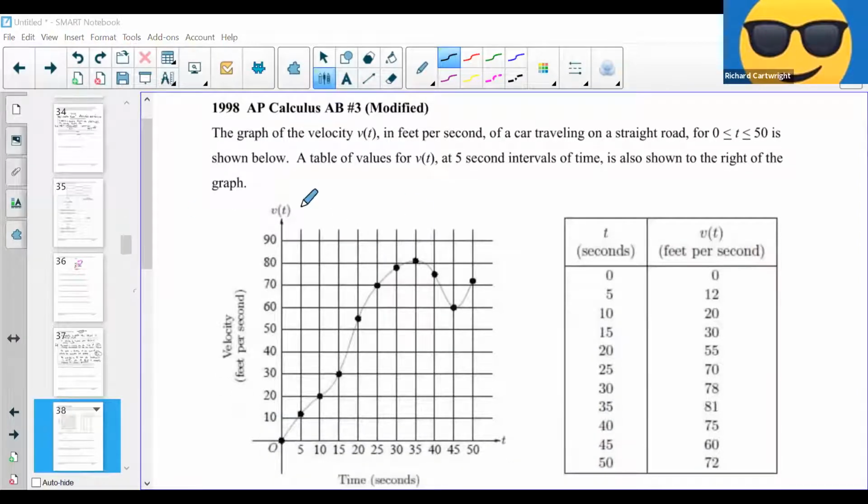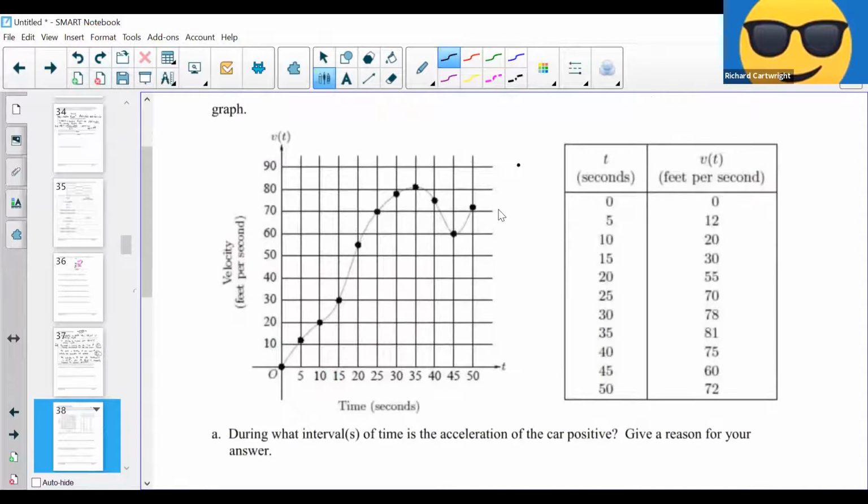Let's talk about this graph here. This came from 1998. It's modified. The author modified it a little bit. The graph of the velocity in feet per second of a car traveling on a straight road from 0 to 50. So right away, I know that's my A. It's where it starts, that's where it's ending. It's shown below in the table of values that line up to that graph, for V of t at 5-second intervals, shown to the right.